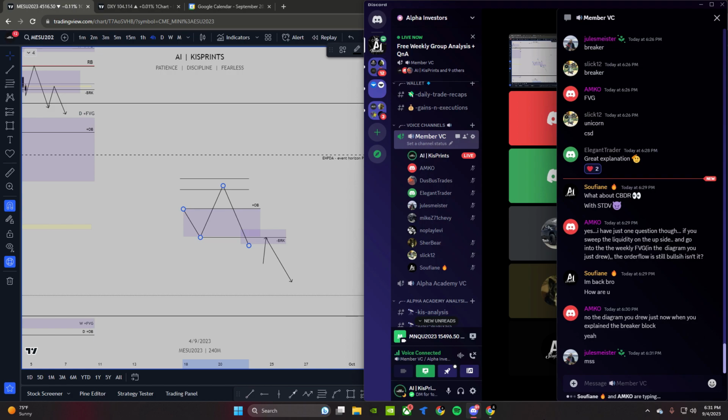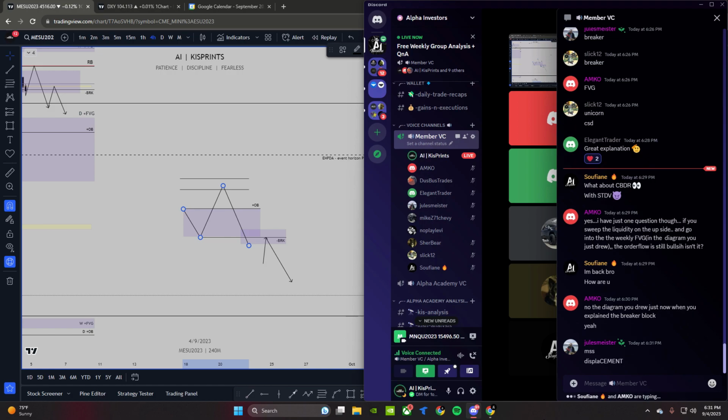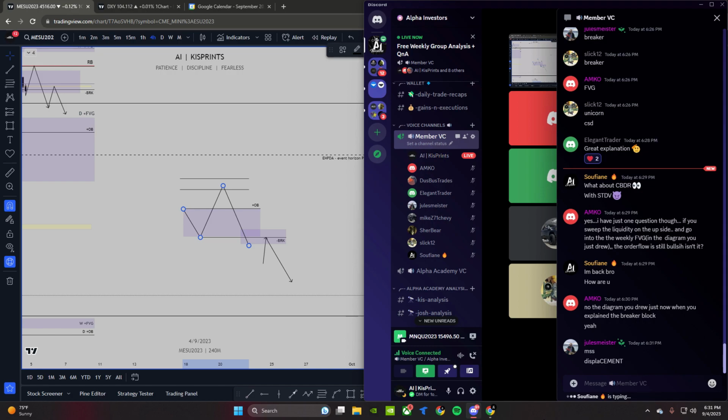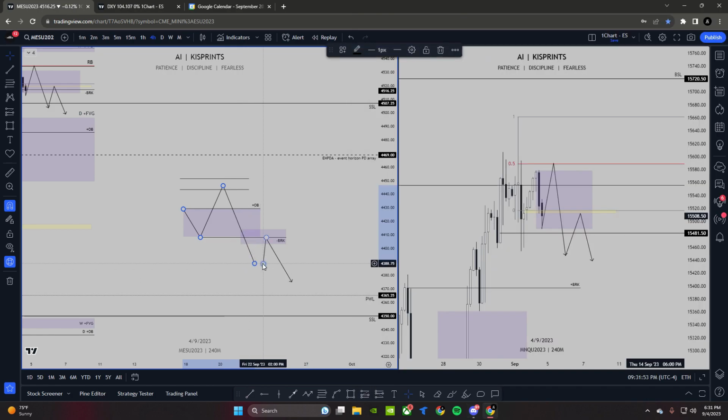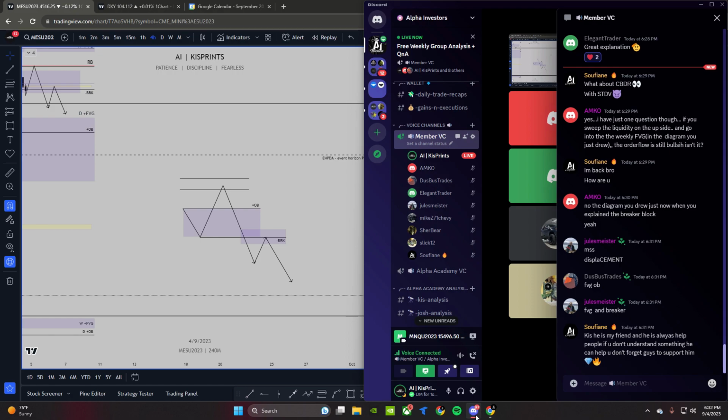Market structure shift, right? So there's two ways of determining market structure shift. Does anybody know the two ways? We already mentioned one, displacement, right? There's two PD arrays. What two PD arrays tell us that we're currently undergoing the market structure shift? Yes, good stuff, Dust Bus. Fair value gap and order block. Those are the two PD arrays you want to be looking for that determine market structure shift.